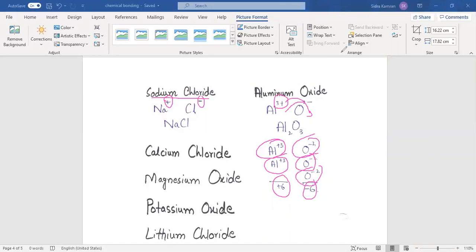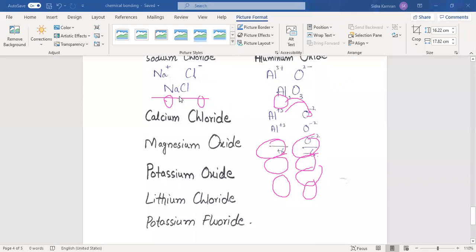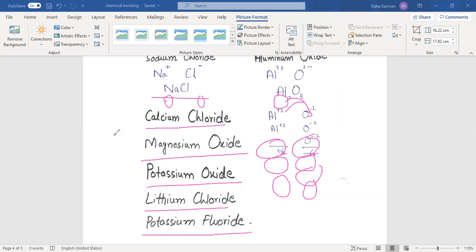It's your homework to write the chemical formula of calcium chloride, magnesium oxide, potassium oxide, lithium chloride, and potassium fluoride. It's your homework to write the chemical formula of these compounds, and I am also sharing the assignment with you. That will be assignment number 3. You have time just till 6 o'clock.